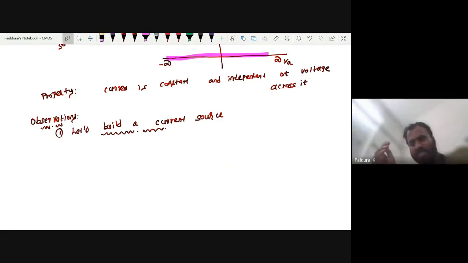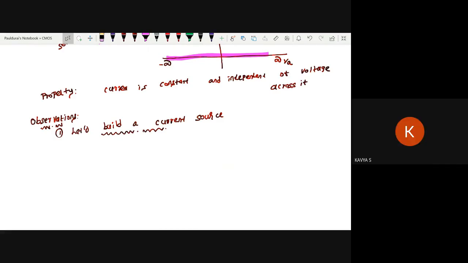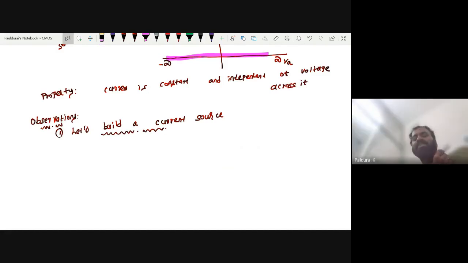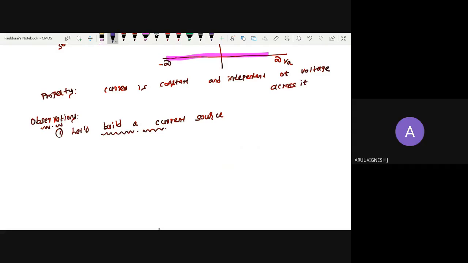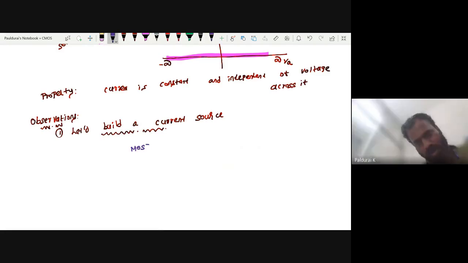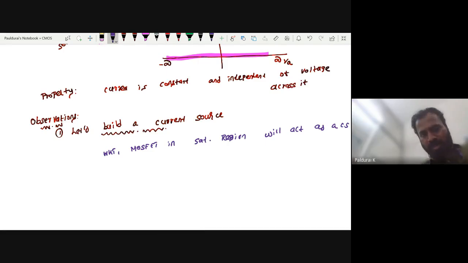Yeah, passing. MOSFET, sir. MOSFET. Okay. In which region? Saturation. Okay. So MOSFET, we know that. We know that a MOSFET in the saturation region will act as a current source.